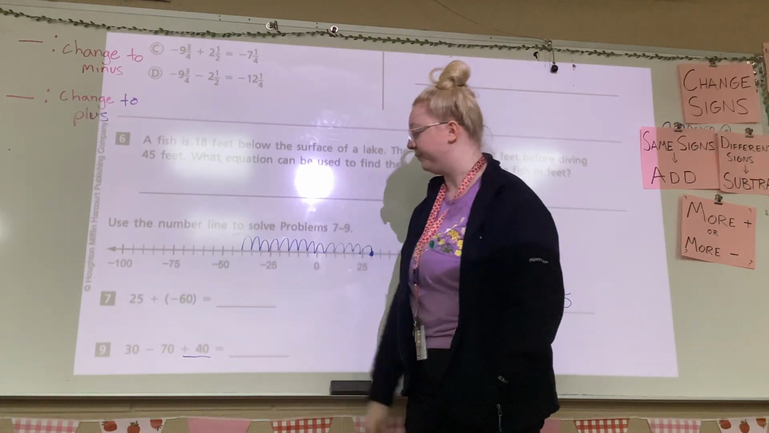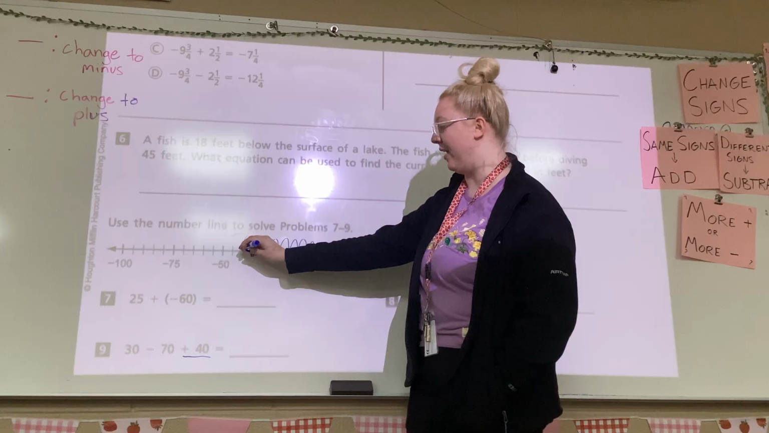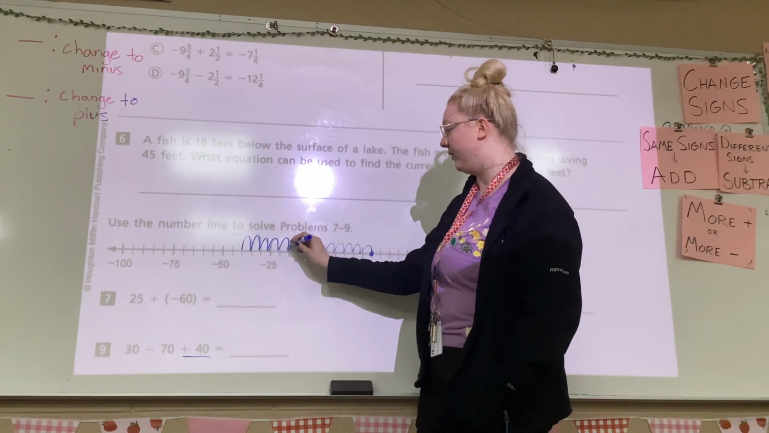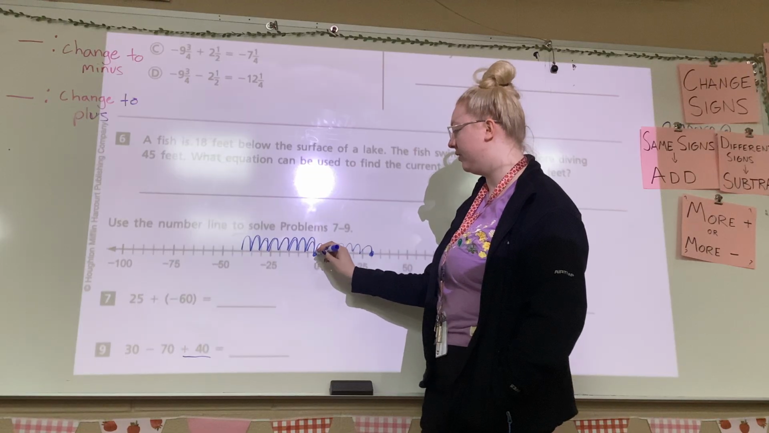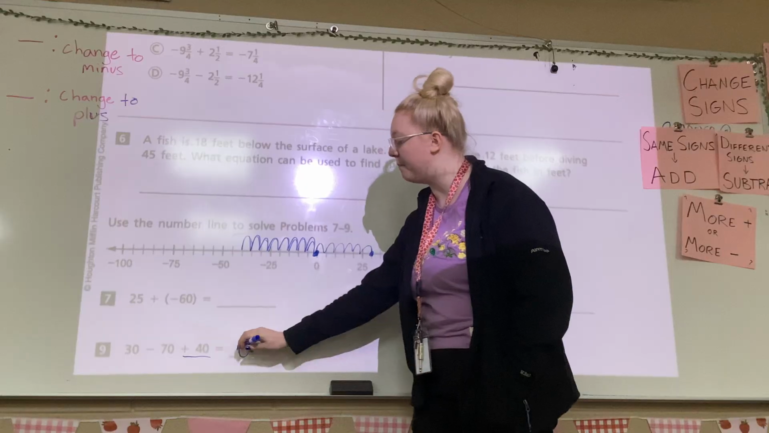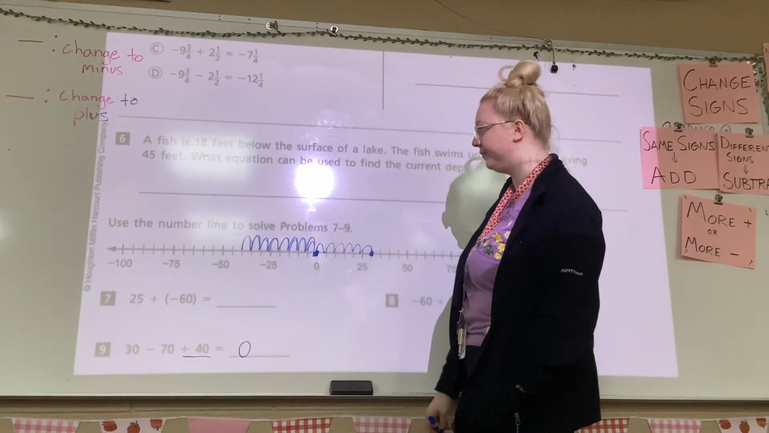We've got plus 40. Stay where you're at, but now add 40. 5, 10, 15, 20, 25, 30, 35, 40. And then we're at 0. Boom.